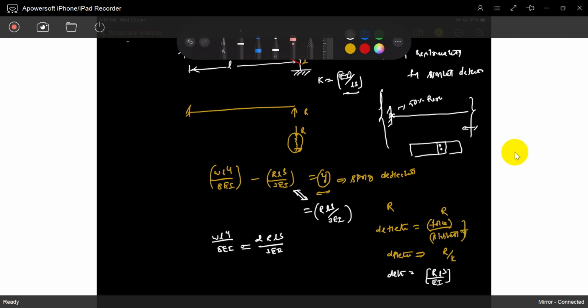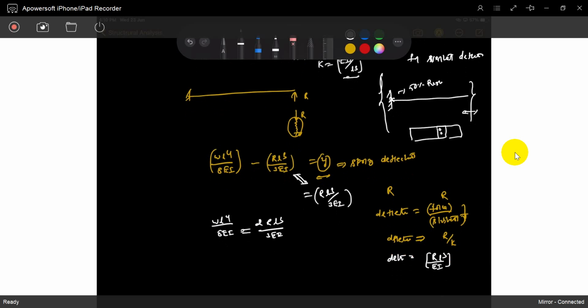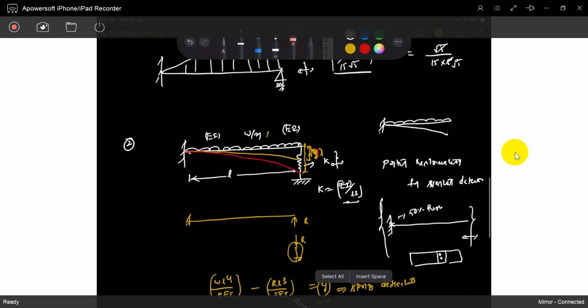So what is the value of R? 3 by 16 WL. That is R. R is 3WL by 16.